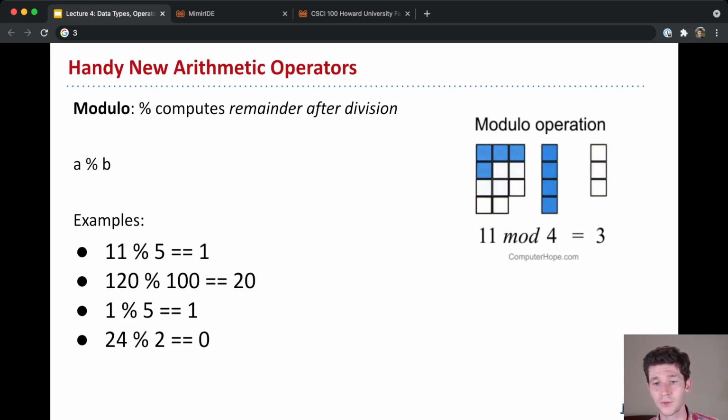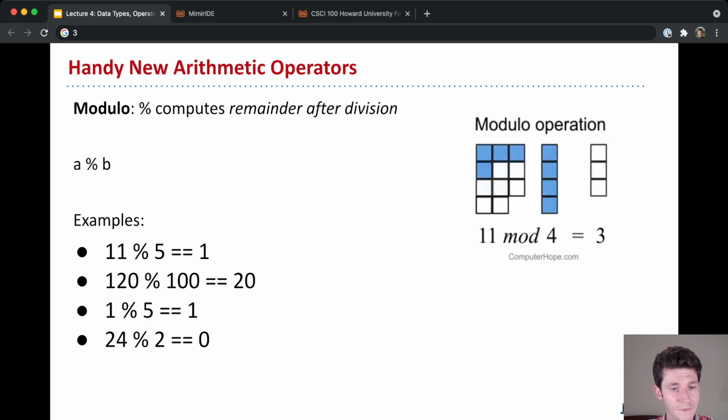So 11 mod 4 is 3 because 4 can go into 11 once, it can go in twice, but it can't go in 3 times because 4 times 3 is 12. And so the maximum number of times we can put 4 into 11 completely is 2. 2 times 4 is 8, and so the remainder is 3. 11 minus 8 is 3. See that 3 are left. Some other examples might help here.